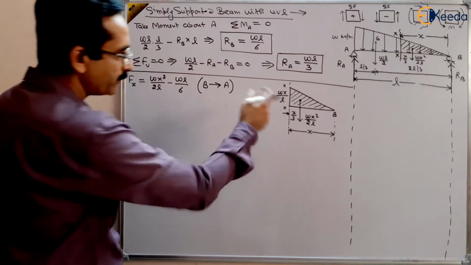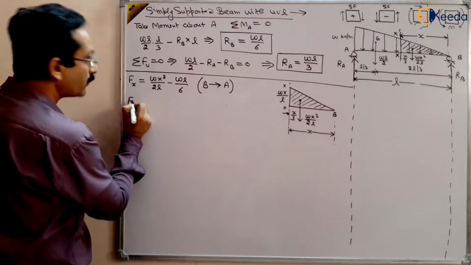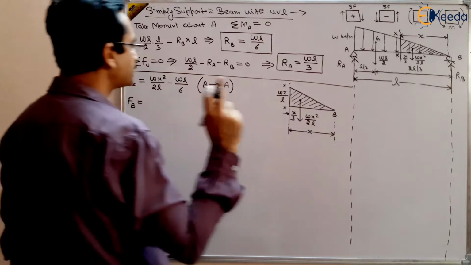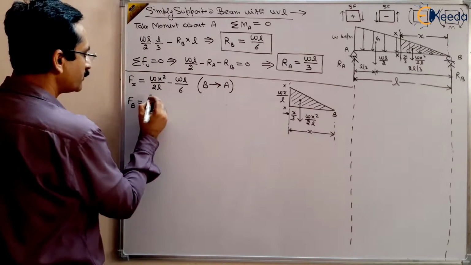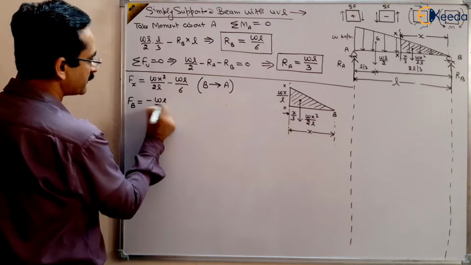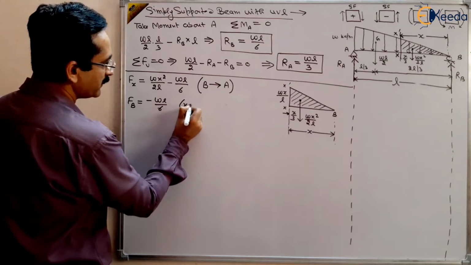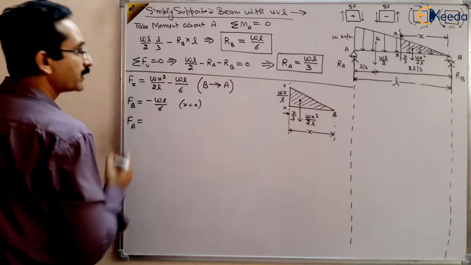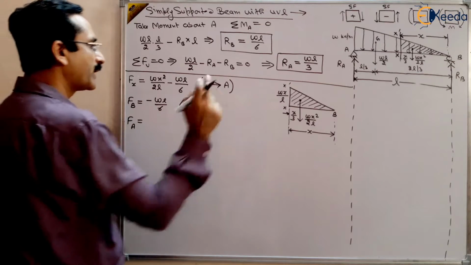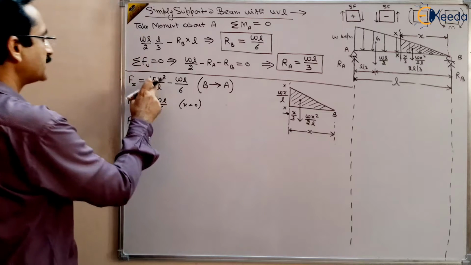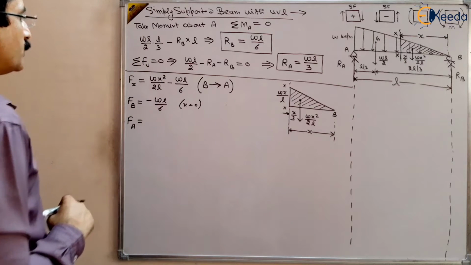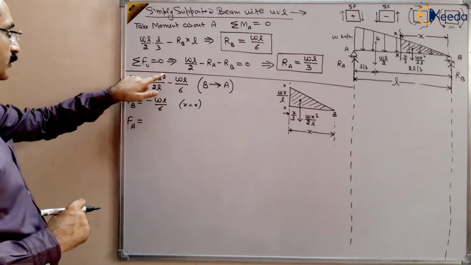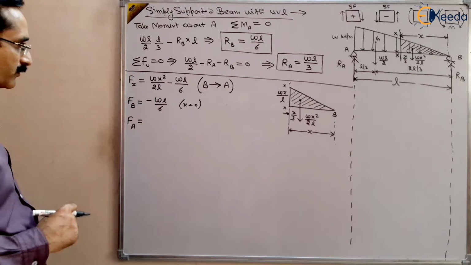So let us find out FB. At B, x is 0. Put x equal to 0, and you will get minus WL by 6. And find out FA, where x becomes L. So this will be WL square by 2L. Put x equal to L here and find out the value. What will you get?